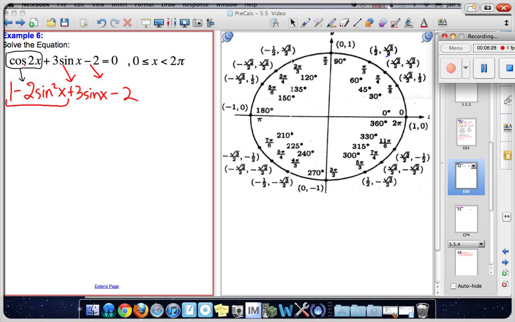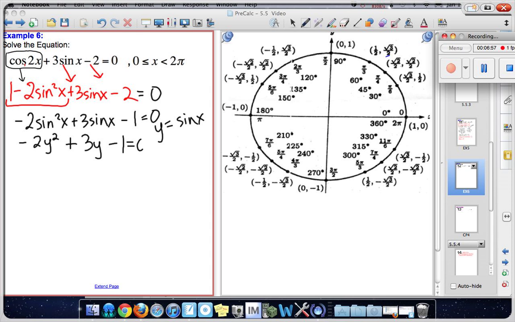So now I'm going to simplify this out a little bit. I get negative 2 sine squared of x plus 3 sine of x minus 1. Once again, I'm going to use my quadratic understandings to help me. I'm going to change the sine of x out for y. So we're going to let y equal sine of x. Of course, this is all equal to 0. I don't want to forget that part. And I have the following equation that I'm going to work with.